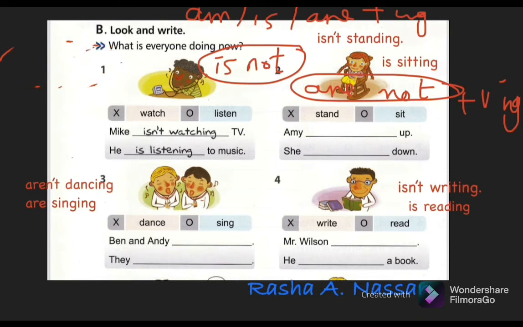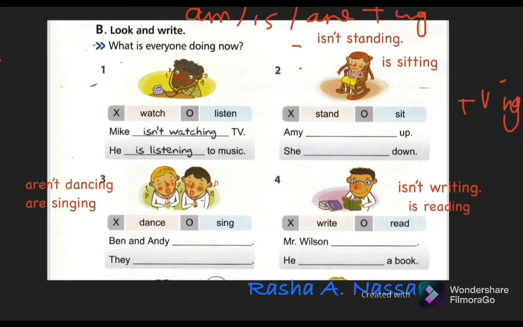So let's answer this exercise together. We will write sentences in the affirmative case and in the negative case. Let's see here. Number one is answered. Let's read it. Mike isn't watching TV. He is listening to music.